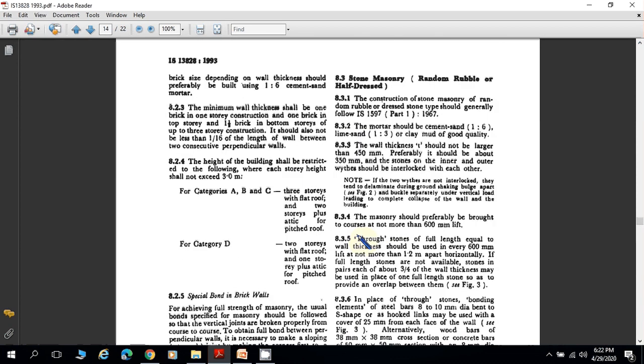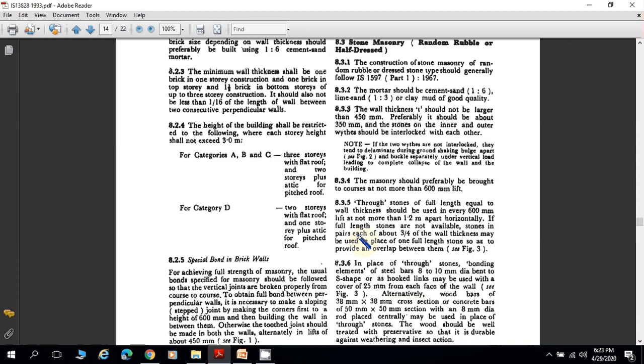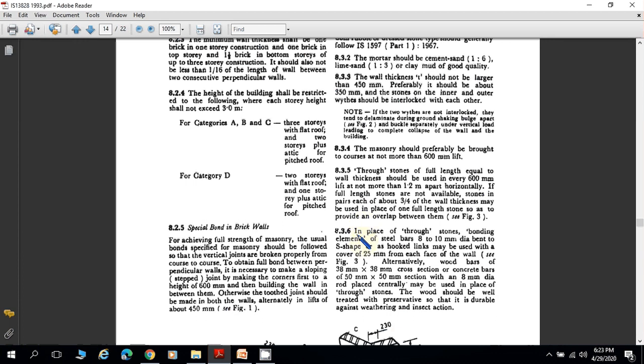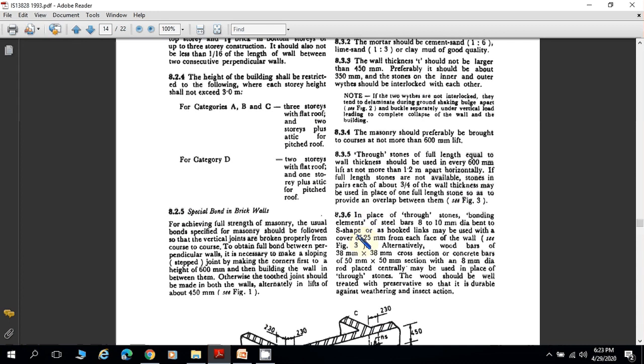For stone masonry, random rubble masonry or half dressed stone masonry is to be used. So that to be as per IS 1597 part 1. And the mortar should be cement. If we are using cement sand, then it should be 1:6, and if we are using limestone, then it should be 1:3. Wall thickness should not be greater than 450 mm, but preferably it should be 350 mm.